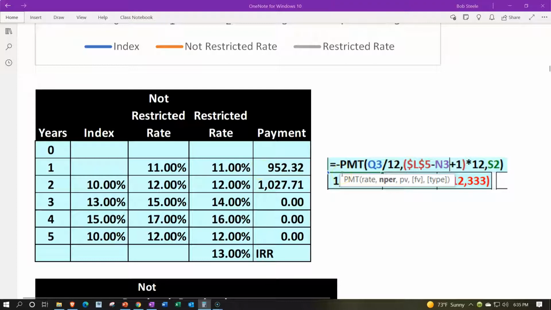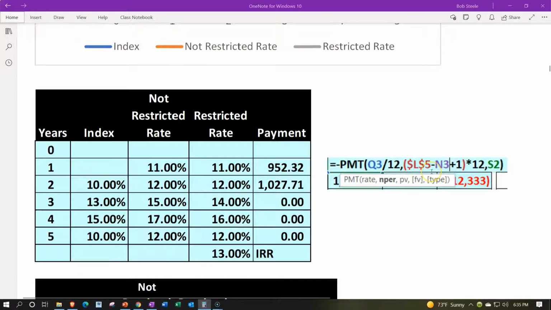I'm going to say negative payment, the rate. The rate is going to be that 11% that we're going to be using divided by 12 to get to the rate for a month. Then we're going to say comma, number of periods, which we'll think about in years first, and then multiply times 12 to get to the months.